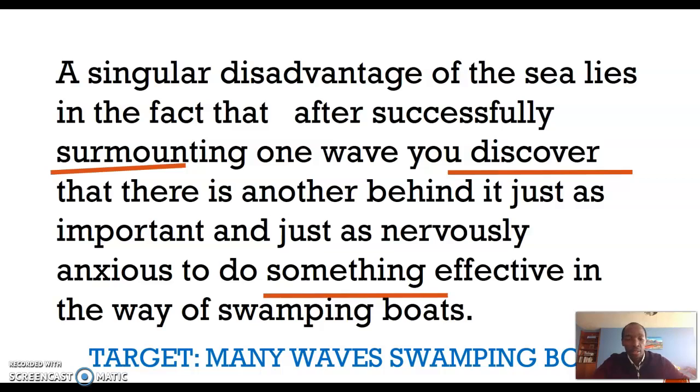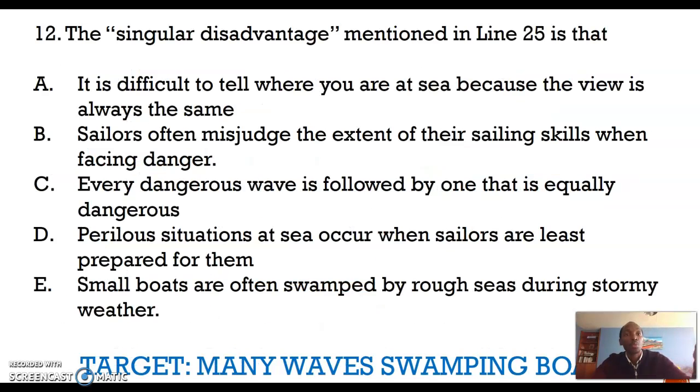I think Nafisa said that basically wave after wave is bad. Write that target down, keep that target in your head, and use it to evaluate the answer choices. Which of these answer choices most matches that target, which is many waves swamping boats or wave after wave is bad? The answer in this case is C, right? Every dangerous wave is followed by one that's equally dangerous.